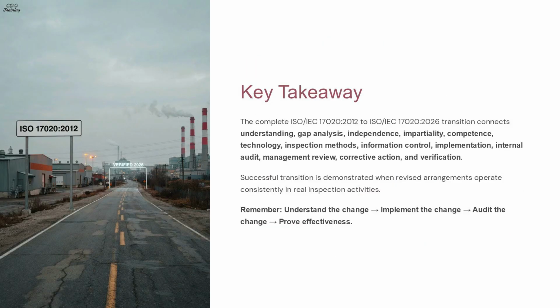The complete ISO/IEC 17020:2012 to ISO/IEC 17020:2026 transition connects understanding, gap analysis, independence, impartiality, competence, technology, inspection methods, information control, implementation, internal audit, management review, corrective action, and verification. Successful transition is demonstrated when revised arrangements operate consistently in real inspection activities. Remember, understand the change, implement the change, audit the change, prove effectiveness.